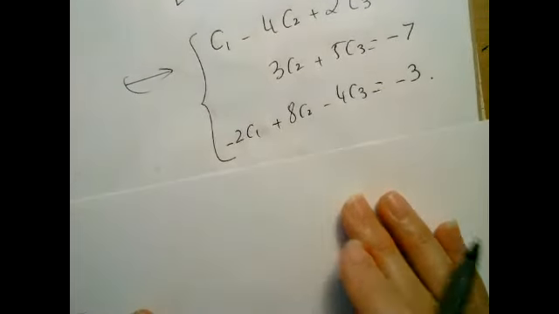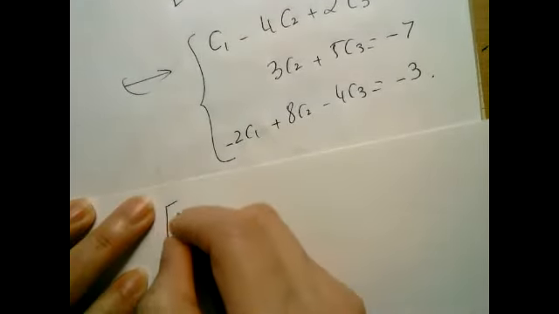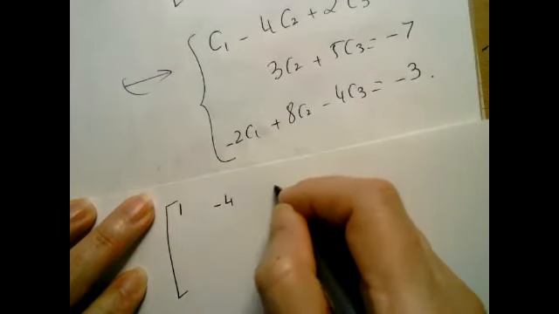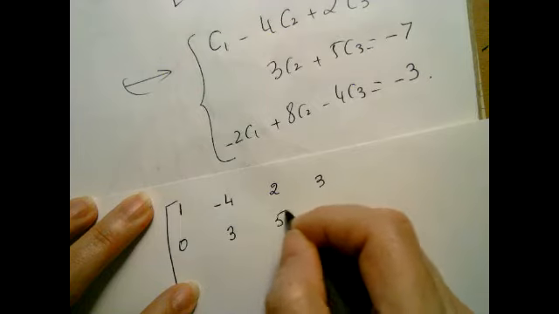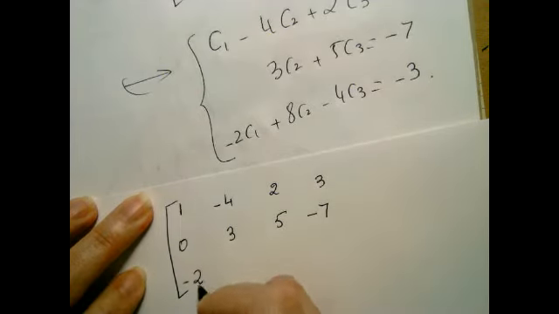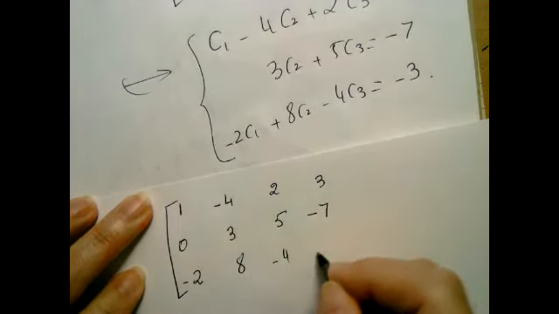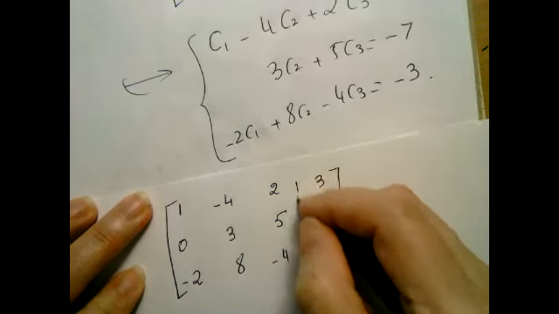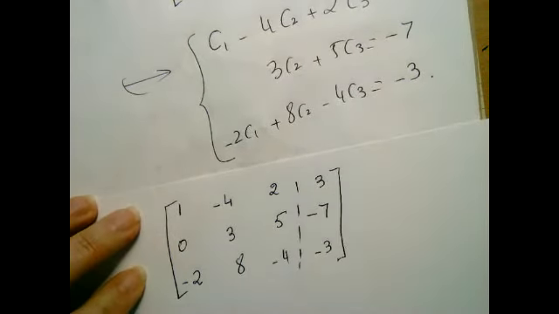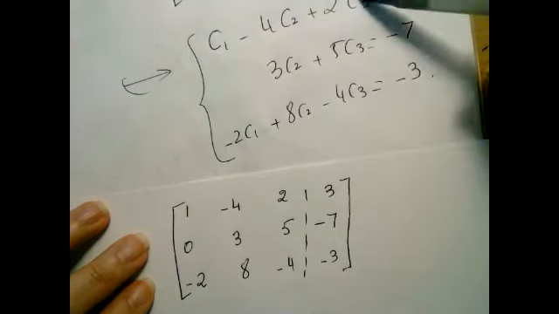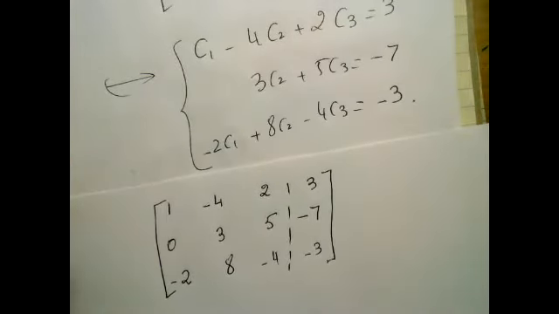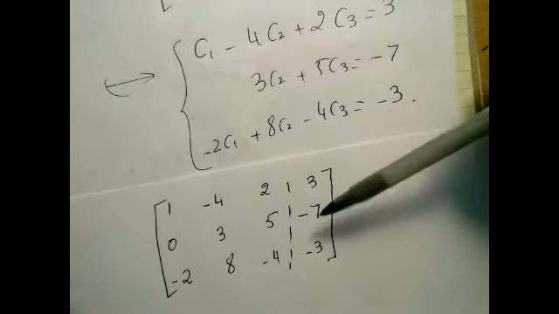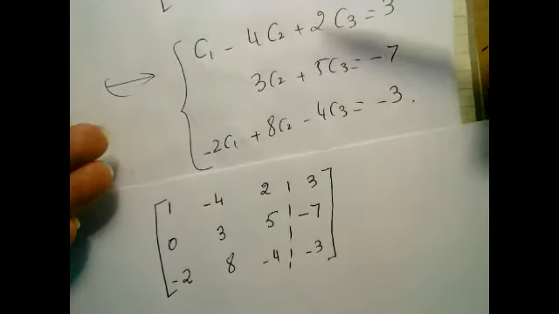So the augmented matrix would be 1, minus 4, 2, 3, 0, 3, 5, minus 7, minus 2, 8, minus 4, minus 3. And now we have to solve, okay? Because that's a system, 3 equations, 3 unknowns. A system does not have to have a solution, as you know, so we may or may not have a solution. So we have to solve to see, is it possible to find those weights?